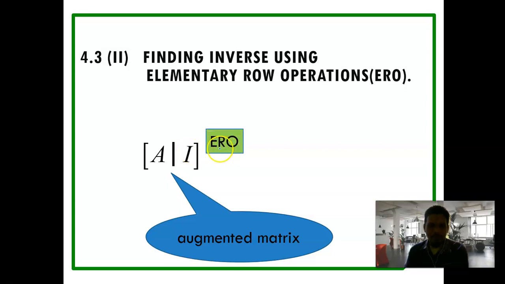Okay, then using the instruction of ERO until we get I on the left from A. The right side will turn to the left side, and the identity on the right side previously will become a new matrix, which is the inverse of the matrix A.